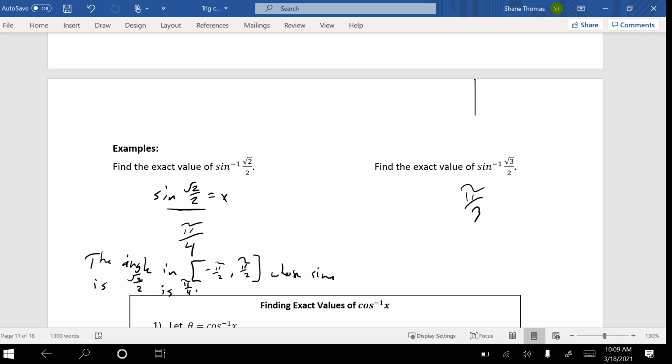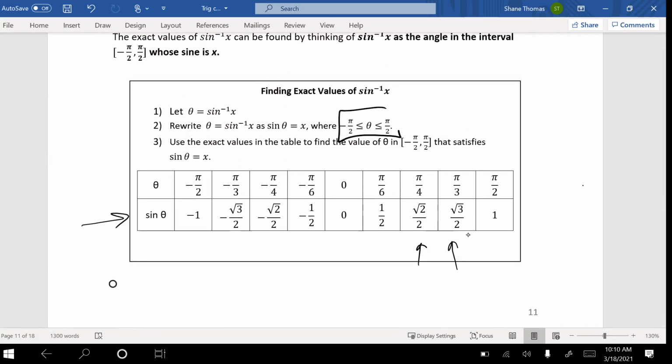The angle in that range from negative pi over 2 to pi over 2, whose sine is root 2 over 2, is pi over 4. Where? Definition. Right here. Definition.